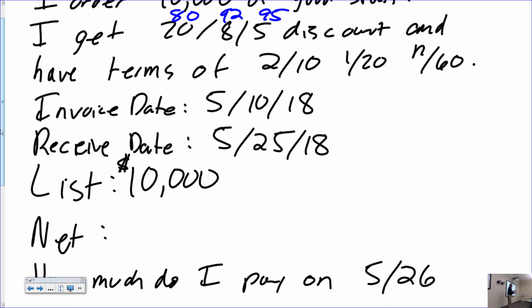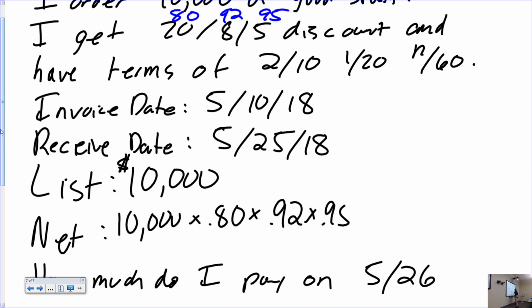So all you really have to do, folks, is go ahead and do the whole thing in one fell swoop. 10,000 times 0.8, and if you want to write the zero, you can, times 0.92 times 0.95. You can just do it. It's perfectly okay if you want to multiply these three first and get the net price equivalent rate, and that's okay. But it's another step that I didn't ask for.